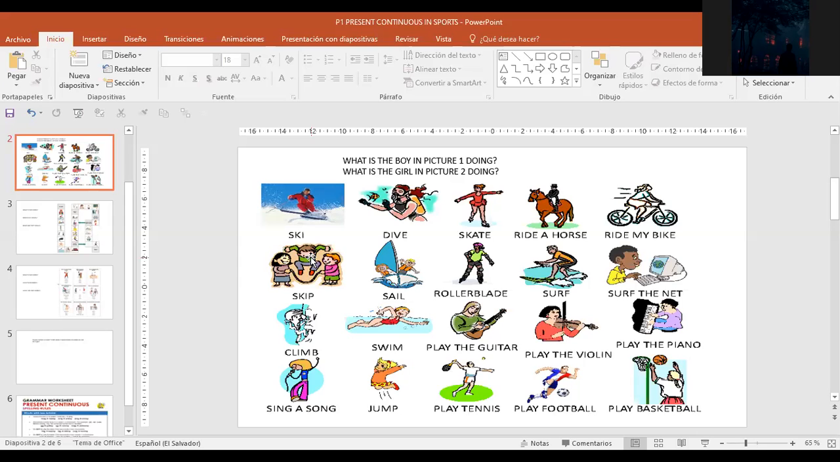Ahora usted pregúntale a Antonio. What is the boy in picture 4 doing? Mm-hmm. Picture 4. He is riding a horse. Okay. What is the boy in picture 5 doing? She is riding my bike. Okay. Thank you. Very good.